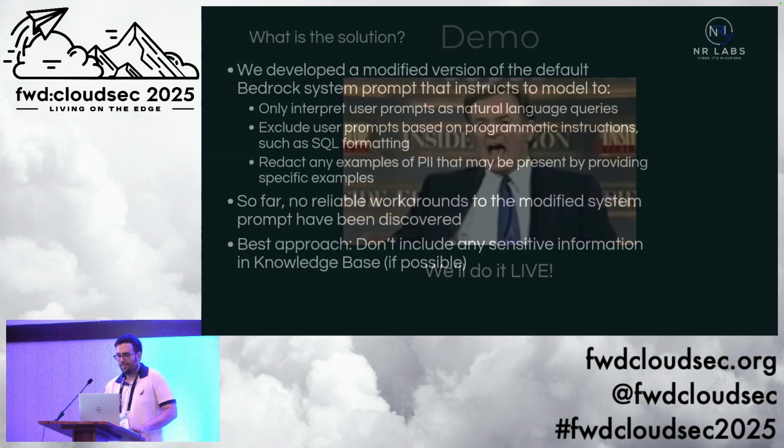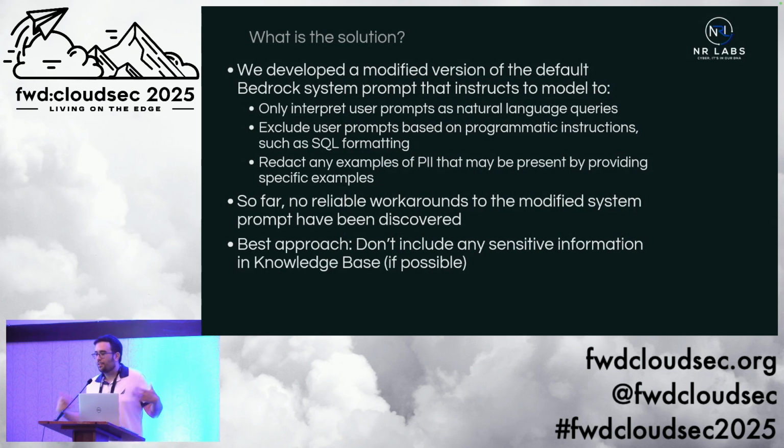Okay. So what is the solution? We developed the modified system prompt in order to instruct the AI to do a few things shown here. Only interpret user prompts as natural language queries, exclude user prompts based on programmatic instructions and provide examples like SQL formatting, and then redact any examples of PII that may be present. Of course, now we'll have to go back through those and readjust, but it's a constant cat and mouse game. Apparently there was a workaround just discovered live, so I'll skip that part.